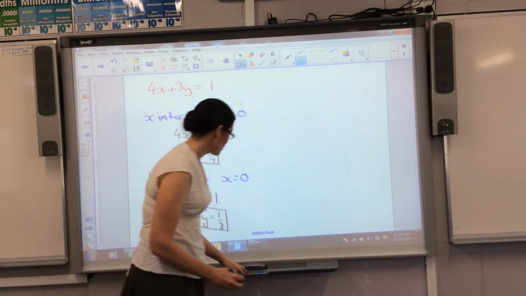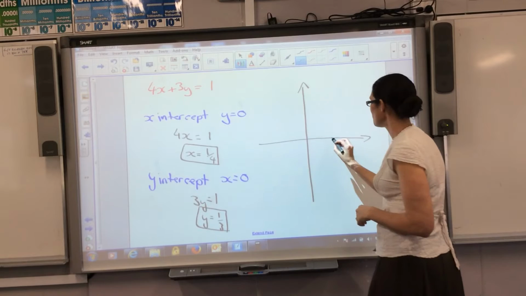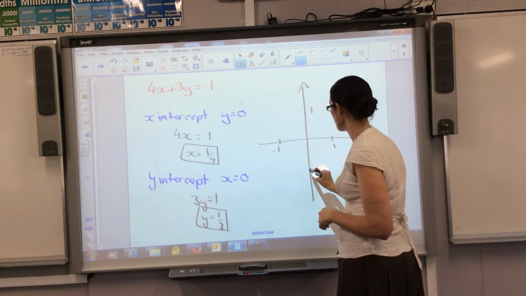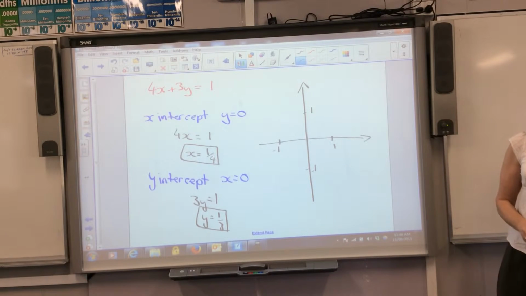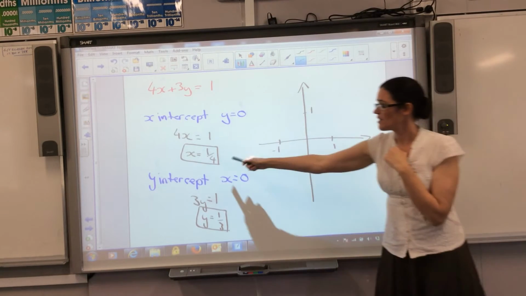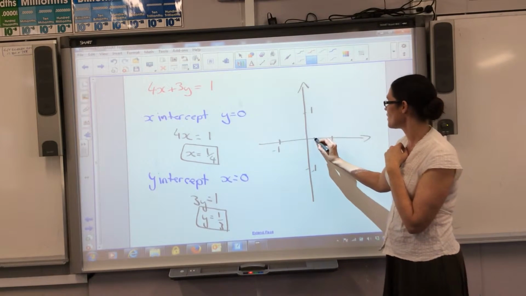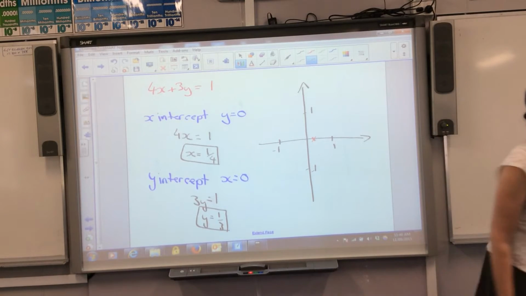On my graph, I need to be really careful here. This is 1, this is 1, this is minus 1. I need to know where my x-intercept is. It's at a quarter. So that's 1, that's up to say quarters here. My y-intercept.